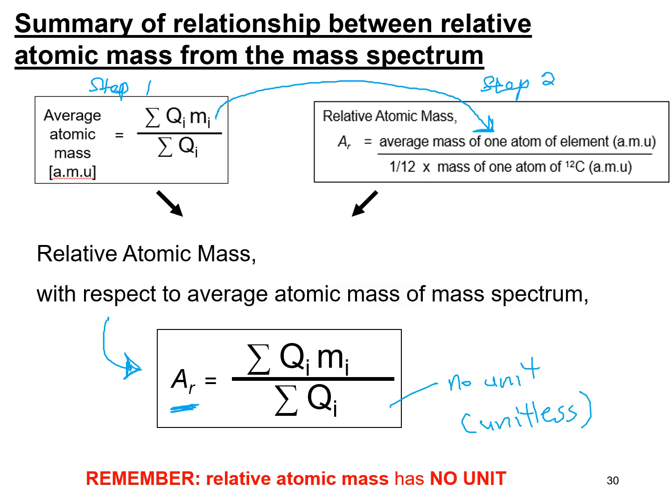Kalau you kira average atomic mass, dia ada unit, atomic mass unit. But kalau you nak sekalikan the equation, boleh. Tapi janganlah letak unit at the end of it, because relative atomic mass memang tak ada unit. Okay?